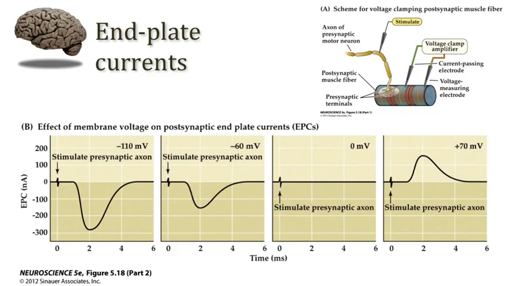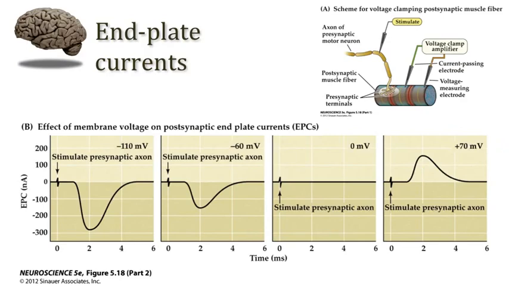Now notice what happens when we voltage clamp to 0 millivolts. We see essentially no current at all in this muscle fiber when we stimulate the axon. So keep that in mind. And finally, if we are to depolarize the muscle fiber to plus 70 millivolts and then stimulate the axon, what we see is not an inward current at all, but an outward current.